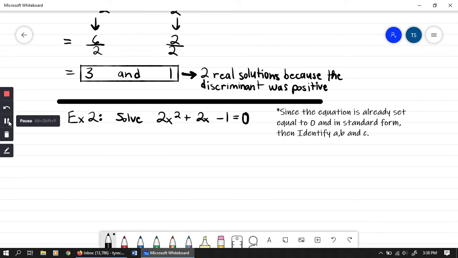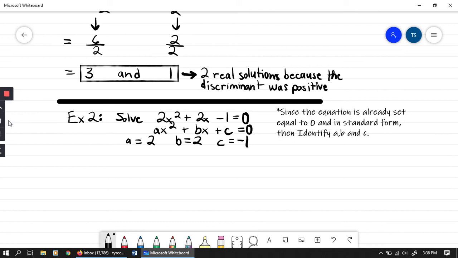Okay, so this equation is already in standard form. It's ax squared plus bx plus c equals 0. It's already in the exact form that we needed to be in. We're identifying a, b, and c. So in this form, a equals 2, that's the coefficient for x squared, b equals 2, and c equals -1.